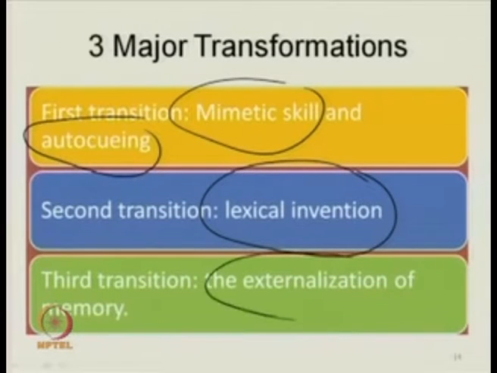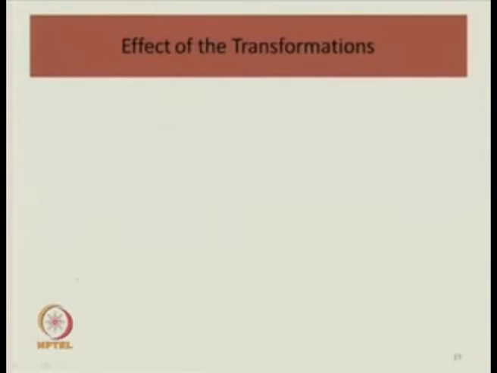The second transition involved, in the main, or at least its major feature, was lexical invention, and the third transition was the externalization of memory. Okay, so what are the three transitions? The first transition involved two important features, mimetic skill and autocueing. Second transition, lexical invention, and third, here memory is externalized, and this entire essay will be devoted to these three transformations.